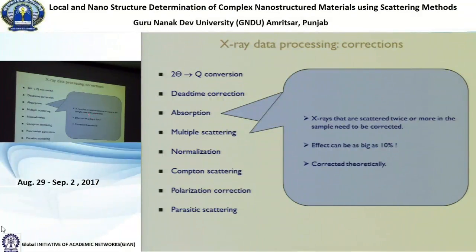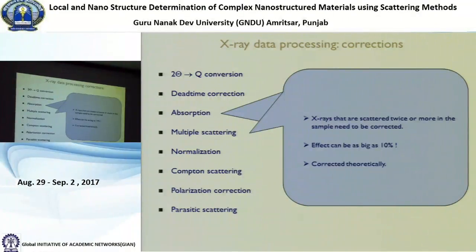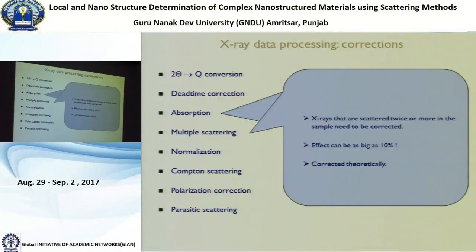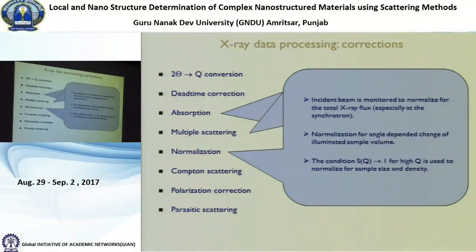The multiple scattering, I told you what that effect is, but it can be quite large, and we basically correct it by taking the sample and dividing it into tiny volume elements and then assuming some scattering probability in each element and then tracing the particles through. There is in the end a normalization. One normalization is for the incident beam. Obviously you get more intensity if you have a higher incident beam, so you divide by the incident flux.